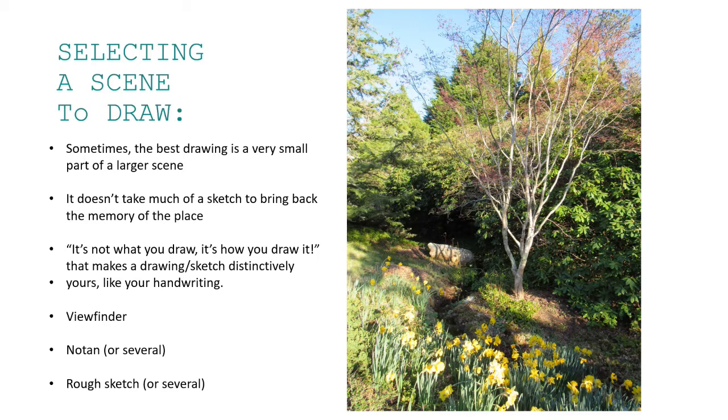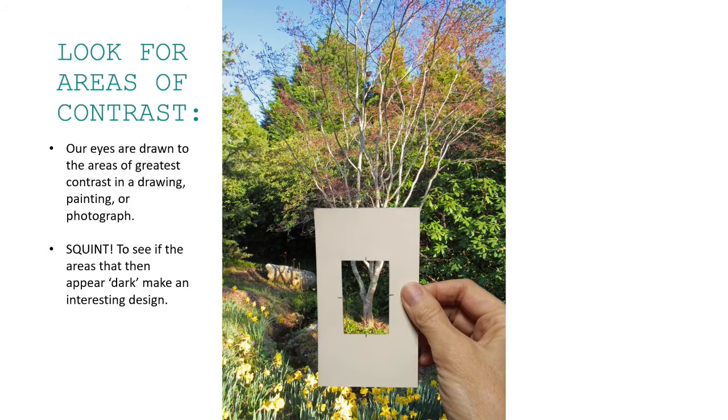And as people say in painting and in drawing, it's not how you draw or paint, it's how you draw or paint it. So it's the how, not the what. That's what makes it distinctive, like your own handwriting. So using a viewfinder, making a notan or several, like I just did for the Dyke Bridge and for the Osprey, doing a rough sketch or several rough sketches helps you figure out what you think is interesting about a scene. So in this case, just sort of follow along with me as I do that.